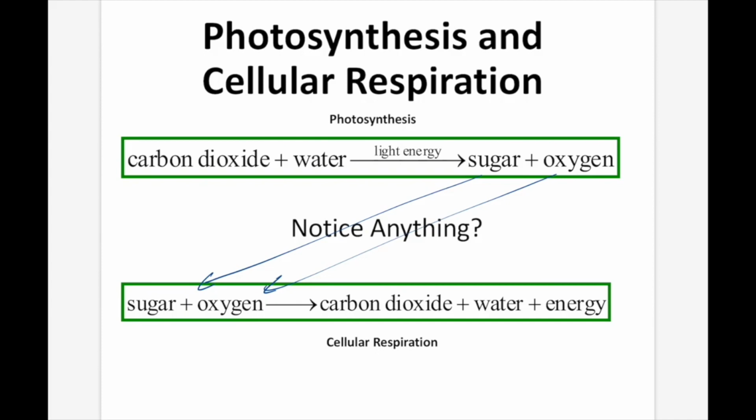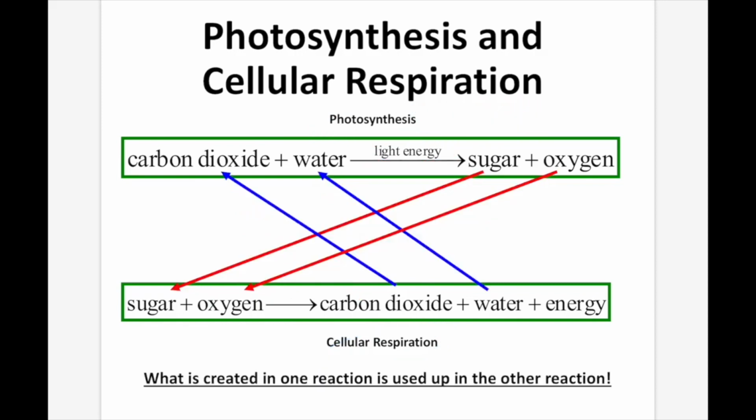So the oxygen and sugar that are made in photosynthesis at the top are going to be used in cellular respiration at the bottom. The things that are made in cellular respiration on the bottom, carbon dioxide and water, are going to be used as a reactant in the photosynthesis equation. The only addition is this light energy, and that's going to come in from the sun. So what is created in one reaction is used in the other.